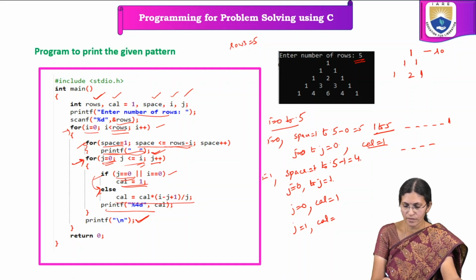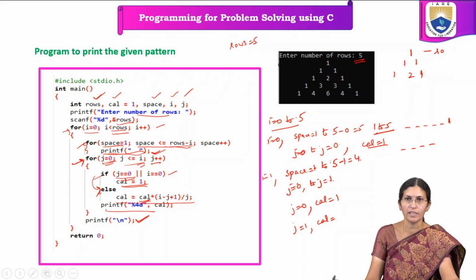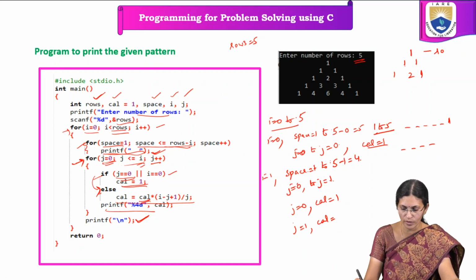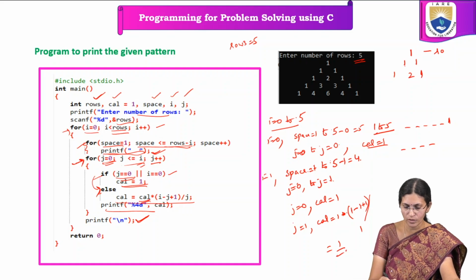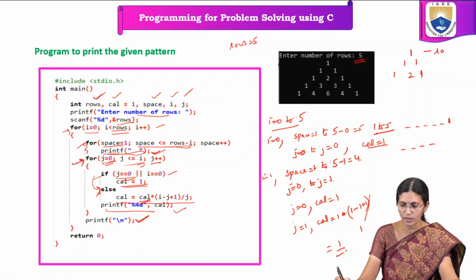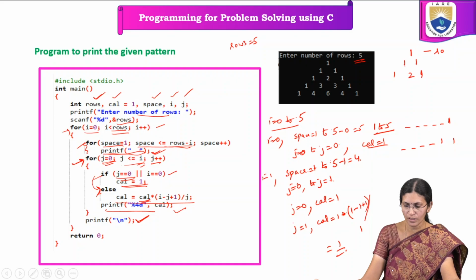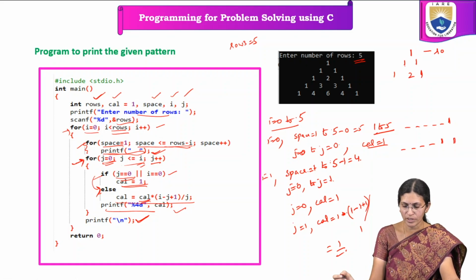Here CAL is based upon the previous value of CAL. The previous value of CAL is already 1. So 1 into (i minus j plus 1), that is 1 minus 1 plus 1, divided by j. That means 0 plus 1, 1 divided by 1, 1 into 1 is equal to 1. So for this also CAL value is equal to 1. Therefore 1 will be printed 2 times.